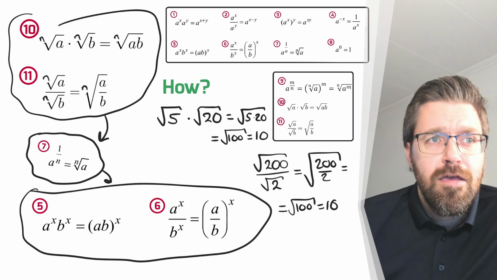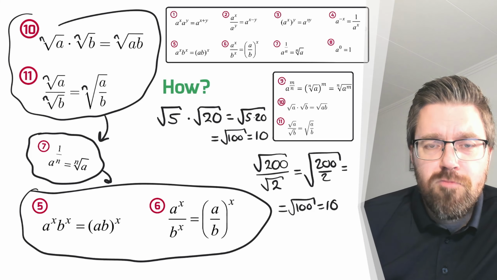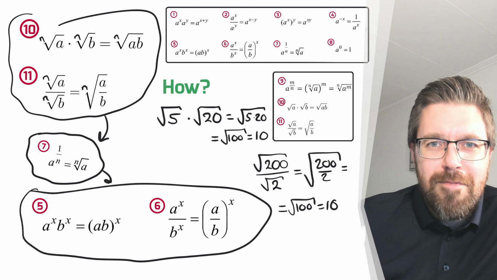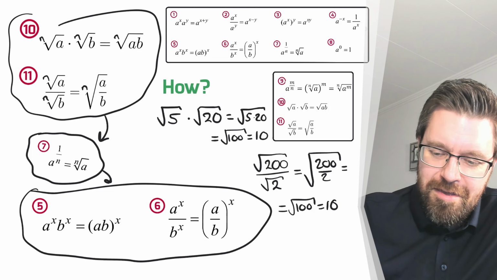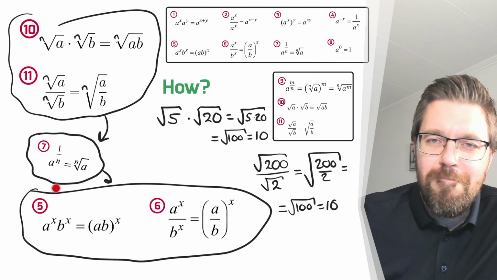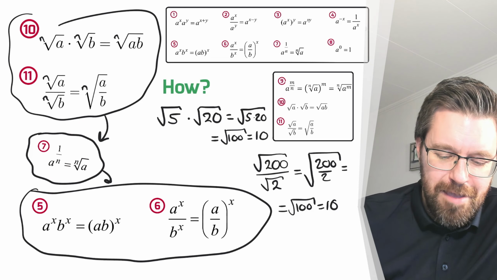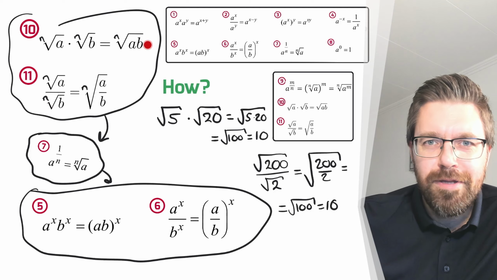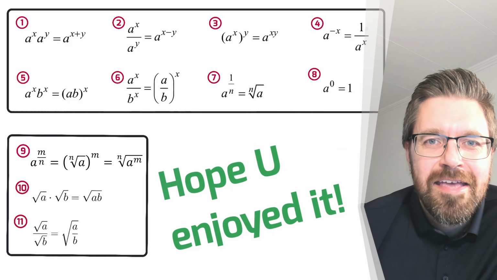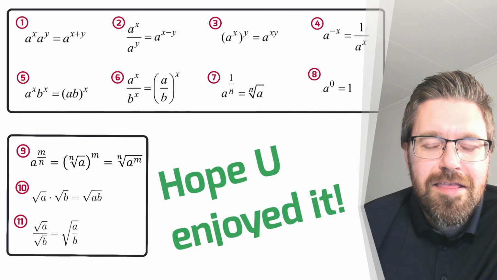But these formulas are not just true for square roots, they are true for all types of roots, because of the connection here between roots and powers. So if these are true, then these must be true too. Okay, then we have got through all these rules.